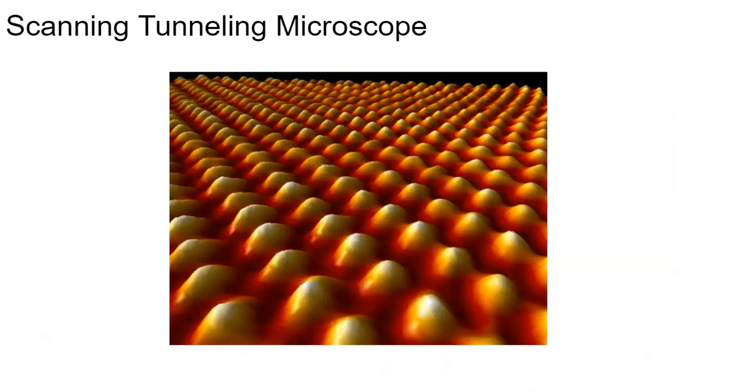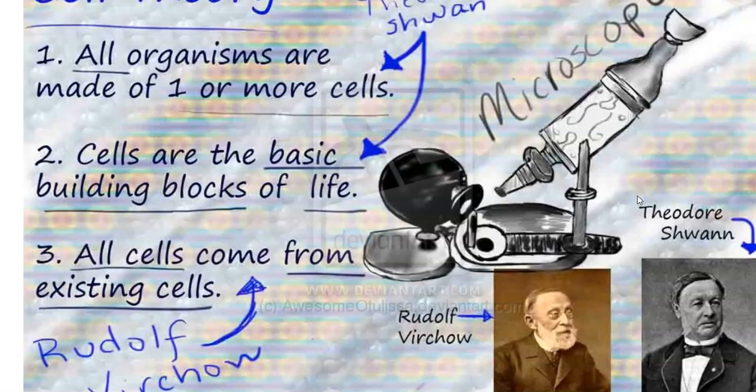Scanning tunneling microscope. Now, can this be any more impressive, because it can get right down to the level of atoms, and we can see the atoms on the surface of, I don't know what this is the surface of, but it's the surface of something, and you can see the individual atoms. So, cell theory. These are the tenets of cell theory.